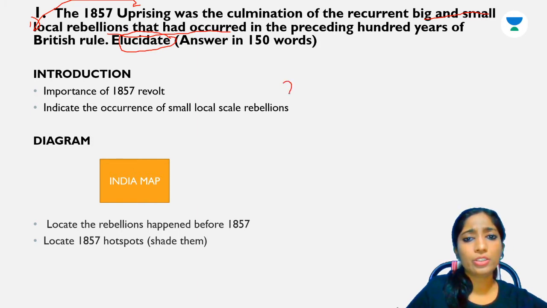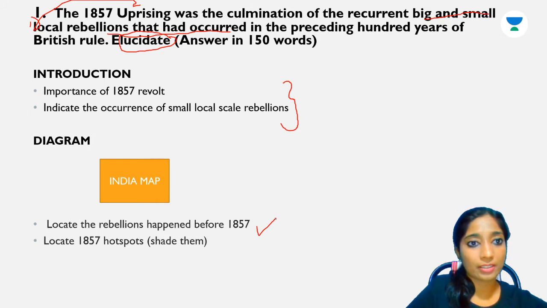In two lines, you just talk about that, and then you come up with a diagram, that is, draw the India map, and then locate all the major local rebellions that happened before 1857, such as the Santal rebellion, then the Munda rebellion, the Sannyasi rebellion and all. Some tribal revolts were there, all that you can mark. At the same time, you can also locate the 1857 hotspots. You can differentiate that from the rebellions that happened before 1857 by shading those hotspots.